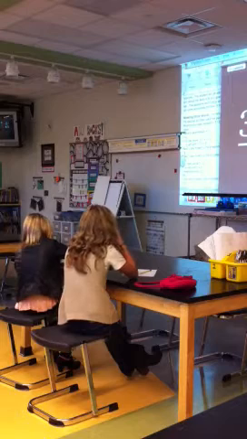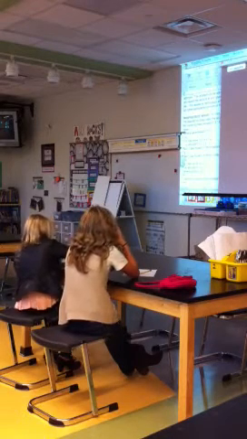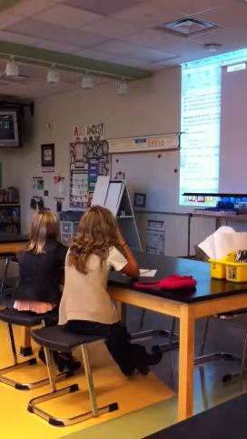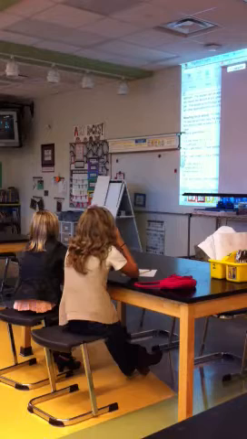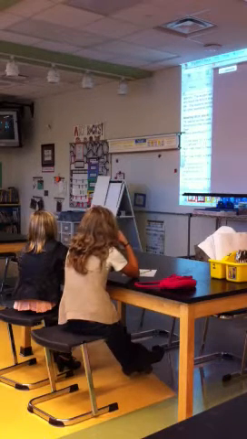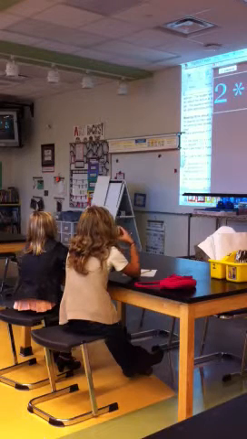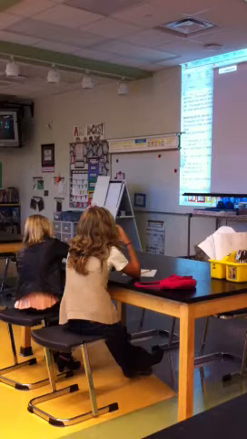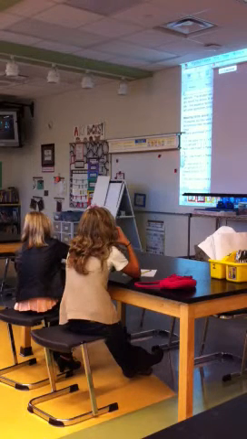Is there multiplication in this problem? Yes, there is. So I'm going to solve the multiplication. And then I'm going to ask myself, is there division in this problem? Yes or no? Yes, there's division. So I'm going to solve the division in this problem. That gives me more multiplication.